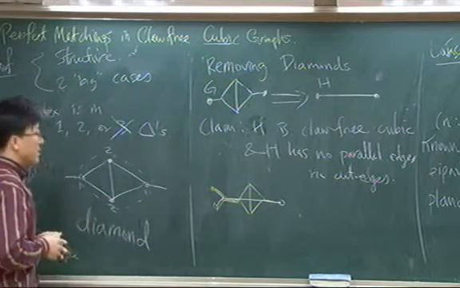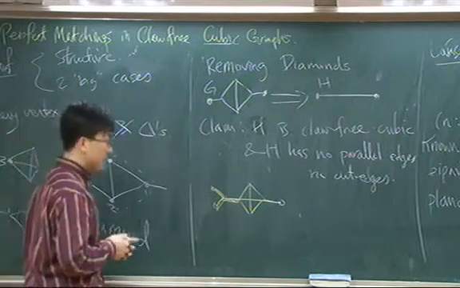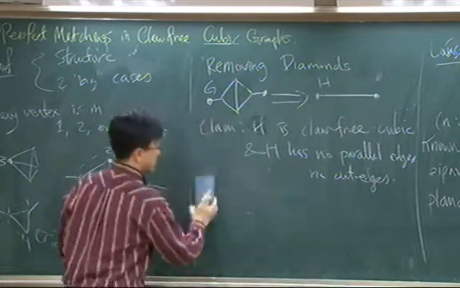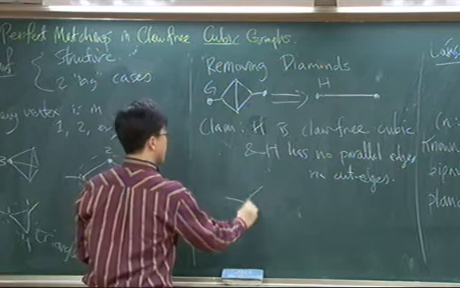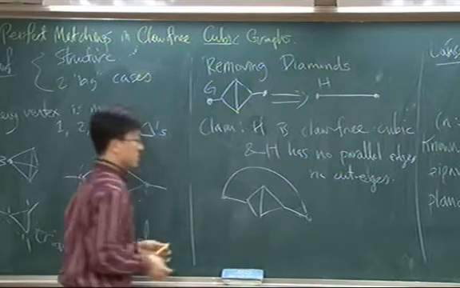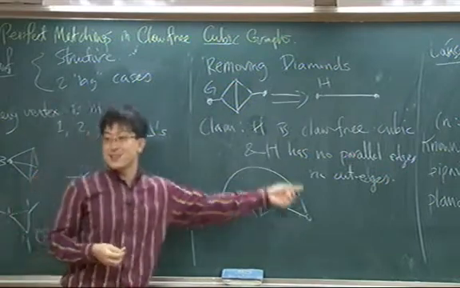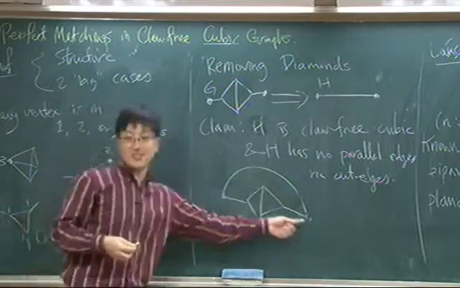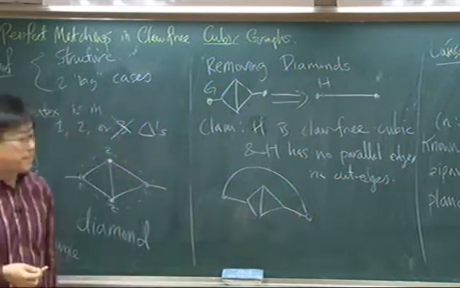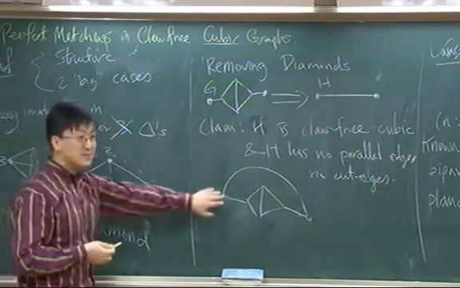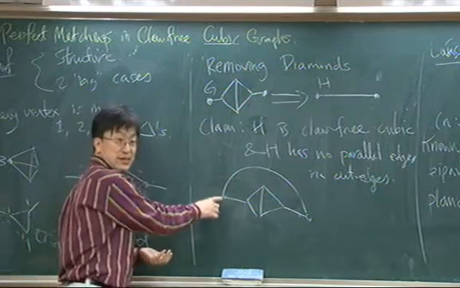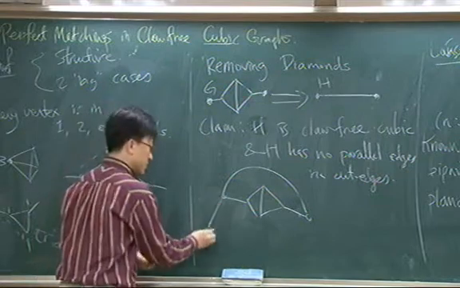It doesn't have parallel edges. Then you need to check. So how can you make parallel edges? The only way you can make it is you replace this, but you might have this single edge gluing these two vertices. Then you might create parallel edges. So let's see what happens here. Then this guy has degree 2 now, so I need to have another edge going out.